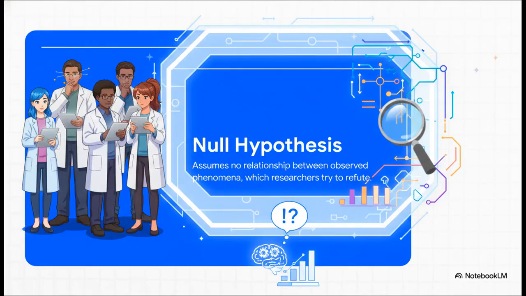And to keep things strictly rigorous, researchers lean heavily on something called the null hypothesis. Think of this as the ultimate default position. It simply assumes there is absolutely zero relationship between the things you're observing. So as a scientist, you aren't actually setting out to prove yourself right. You're setting out to relentlessly test against this default null hypothesis. That way, you ensure you aren't just magically finding the results you secretly want to see.